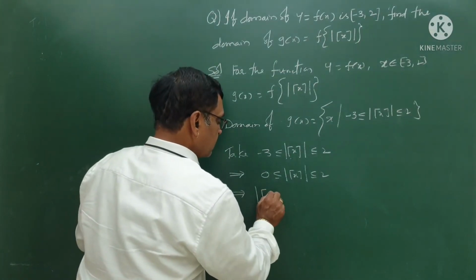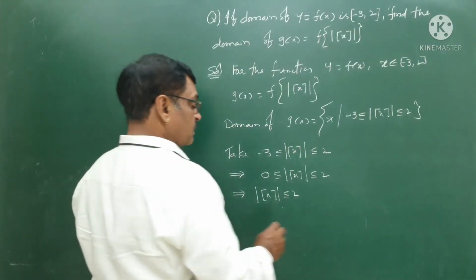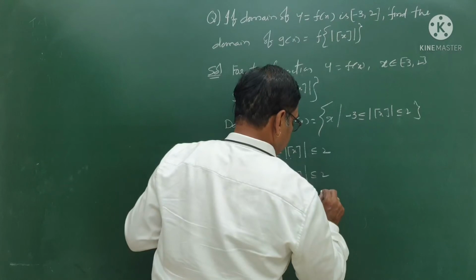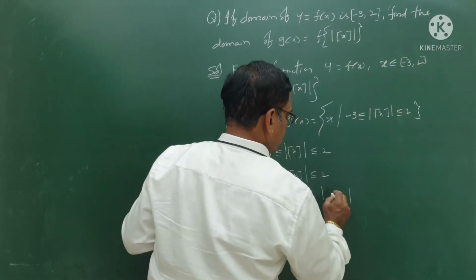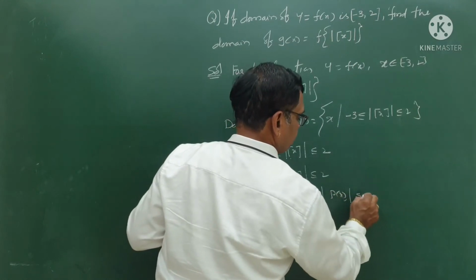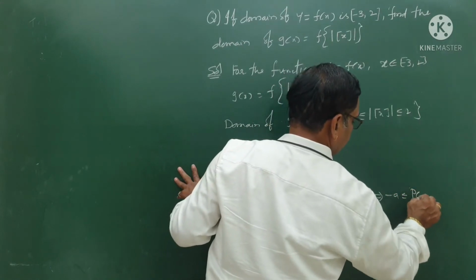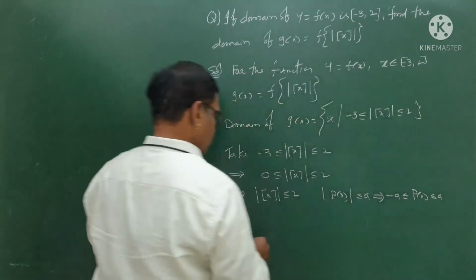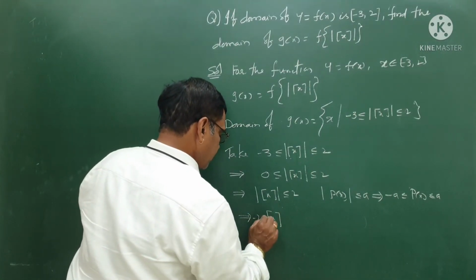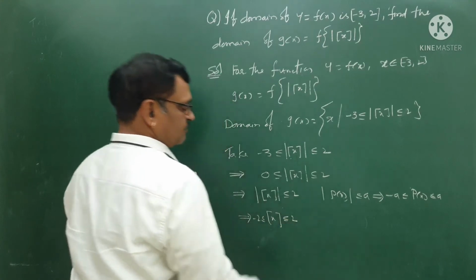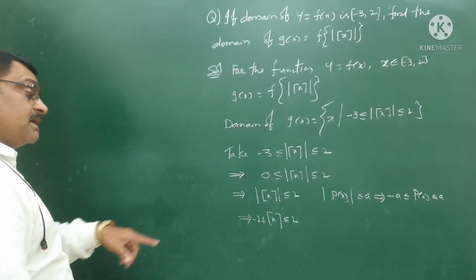Mod of integral part of x less than or equal to 2. Now remove the mod symbol by using, we know that mod of p of x less than or equal to a implies minus a less than or equal to p of x less than or equal to a. So here we need to do: integral part of x minus 2 less than or equal to 2. Now you need to remove the integral part symbol.